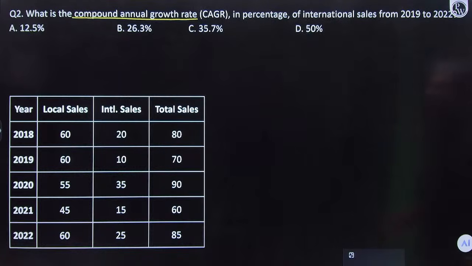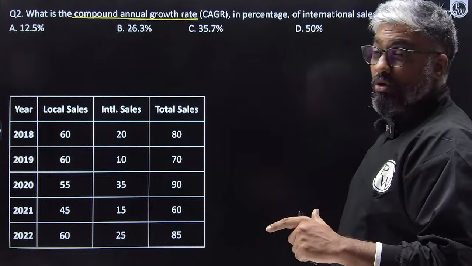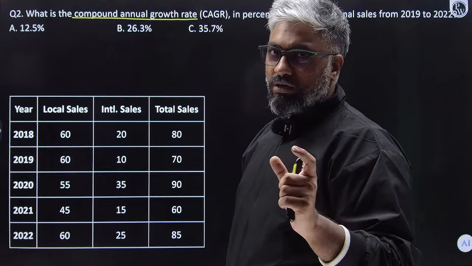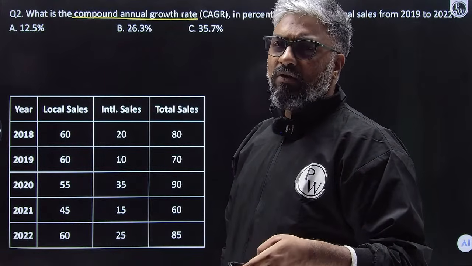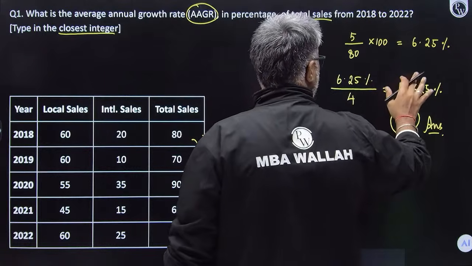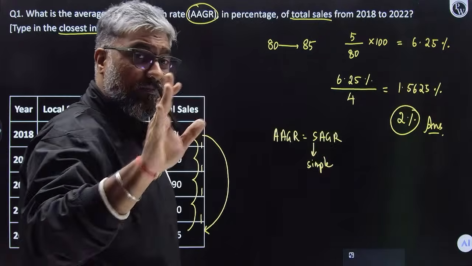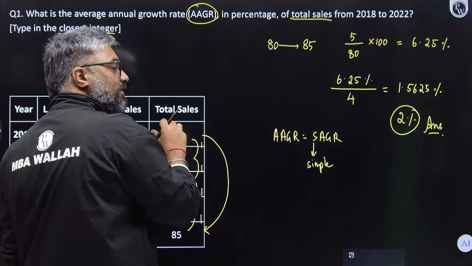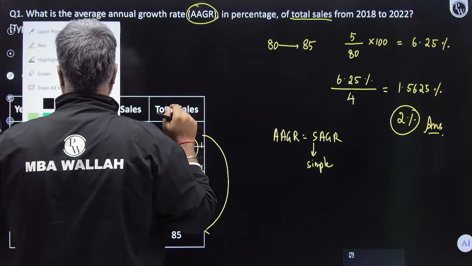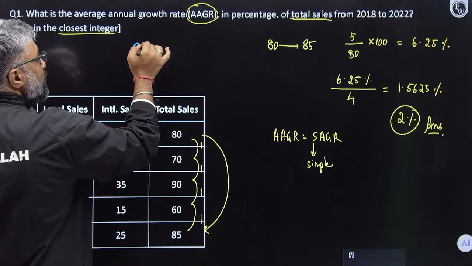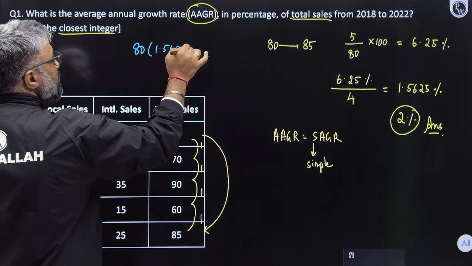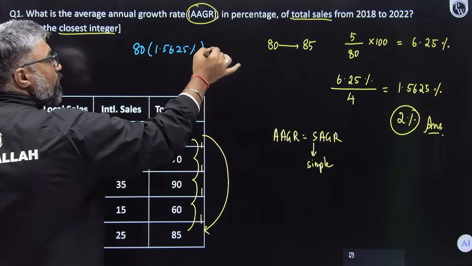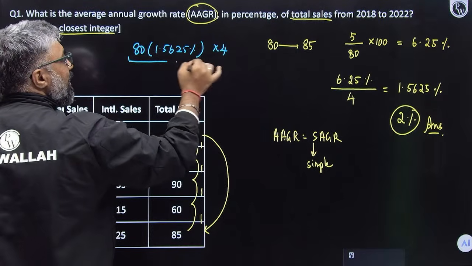Okay, let's go to the second one, which is asking for compound annual growth rate, CAGR. What's the difference between average annual growth rate and compound annual growth rate? Average annual growth rate means the same 1.5625%, the same percentage increase for the same base value. On 80, if I apply the same 1.5625 percentage for how many years? 4 times, right?